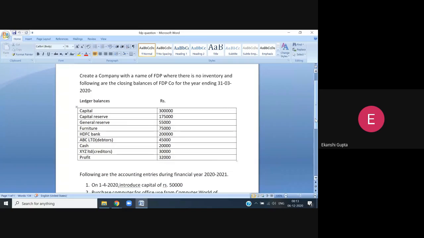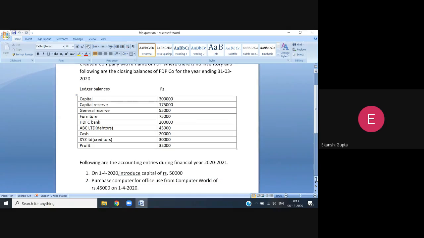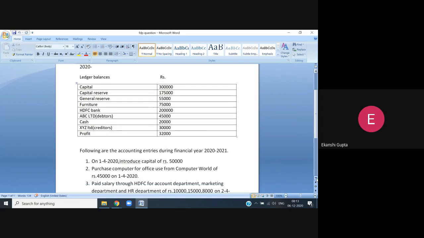I'll read it. Create a company with the name of FTP where there is no inventory and following are the closing balances of FTP company for the year ending 31st March 2020. So following would be the balances, ledger balances for the FTP company for the year ending 31st March 2020.